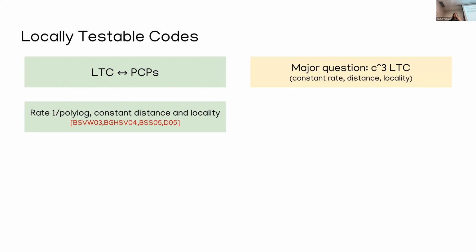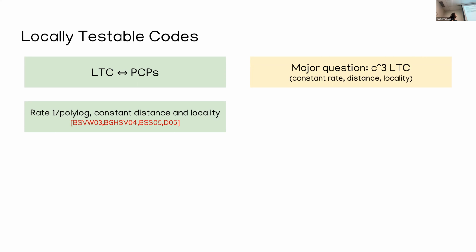So there's a major question, which is: what are the best possible parameters for an LTC? If you want better PCPs, you need better LTCs. Can we get the best parameters on all of these three categories? Critically, the question was, can you get these C-cubed LTCs? Can you get constant rate, constant distance, and constant locality?